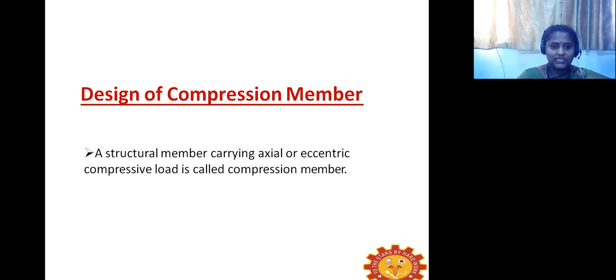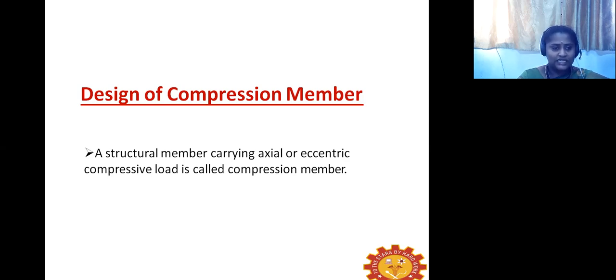Why is it called a compression member? Because it is subjected to pure compressive forces. The column is completely subjected to pure compression. Because of that, it will tend to buckle or cripple at its sides along the length. That is why, from the design point of view, a column is called a compression member, since it is subjected to pure compressive forces.